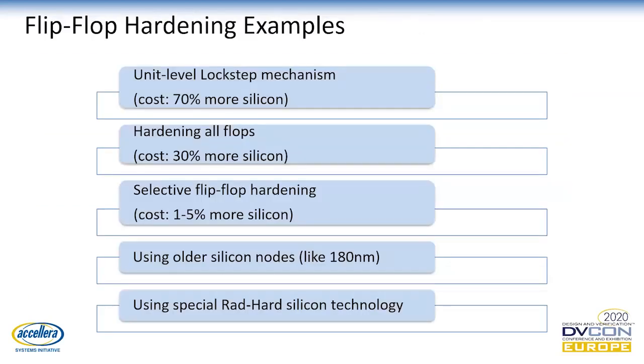So you can have a unit-level lockstep mechanism where 70% or more silicon is required. You can harden all the flip-flops in the design, 30% more silicon. You can selectively do the hardening, 1 to 5%, and we'll see what the selective hardening is and how the Optima safety platform can help you do that. Using older silicon nodes, we don't go back generally because we are just advancing in the technology, or use the special rad-hard silicon technology, which is very, very expensive compared to flip-flop hardening.